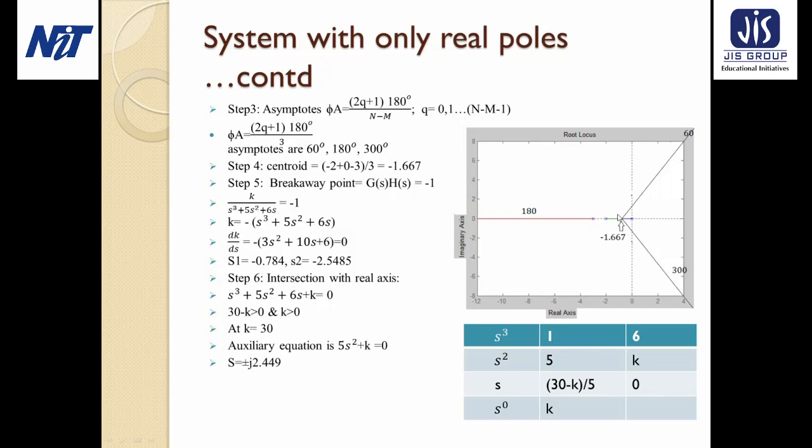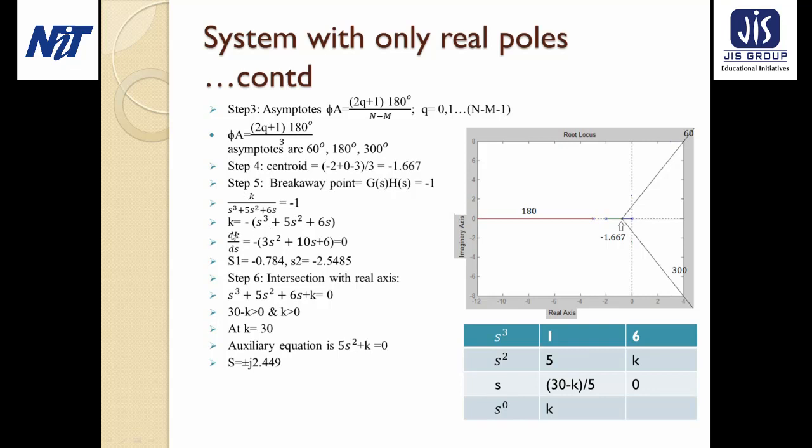Next, we need to find out the breakaway points. Breakaway points are the points at which the multiple roots of the characteristic equation occur, and the breakaway points of the root locus are actually the solution of dK/ds equal to 0. So, now we know that the characteristic equation is G(s)H(s) plus 1 equal to 0, or we can say that G(s)H(s) is equal to minus 1.